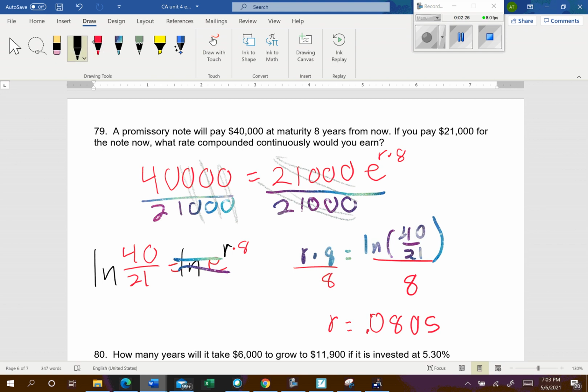But if they're asking you for a percent, you have to move the decimal place 2 spots, so it'd be 8.05 percent. So that's how that's written as a percent. You just move it 2 decimal places over. So, all right. I hope that helps you out.